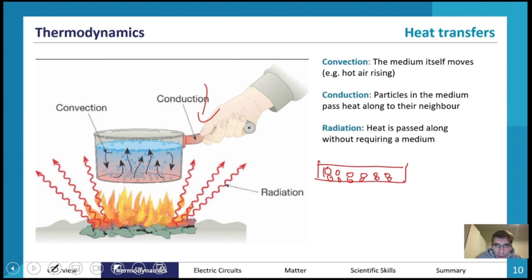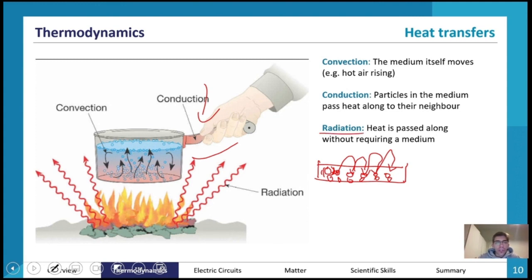While they vibrate, they will pass on energy to the adjacent atom, and then that atom to the adjacent atom, and then the other one to its neighboring atom, and then that atom to another atom, and that atom to another atom. And it is in this way that heat energy is transferred along atoms and from one object into another.